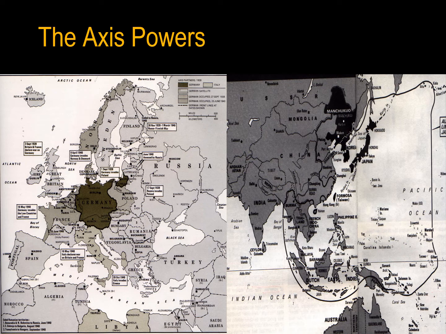Here you can see a map of conquests in both Europe and East Asia by the three principal fascist powers, Germany, Italy, and Imperial Japan.